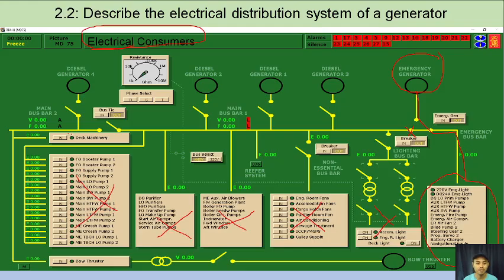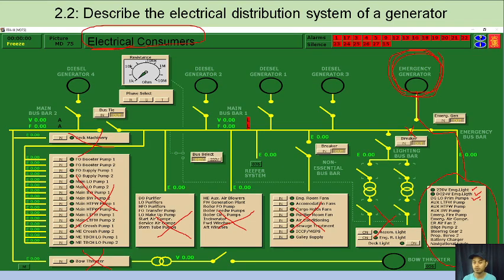So what are the consumers that use the electricity from the emergency generator? First we have the 220 emergency light. We have the 24 volts DC emergency light. So only the emergency lights are given power. Not all the lighting on board ship is given electrical power. Only the emergency light. The purpose of this is to prevent our emergency generator from running on too much load.